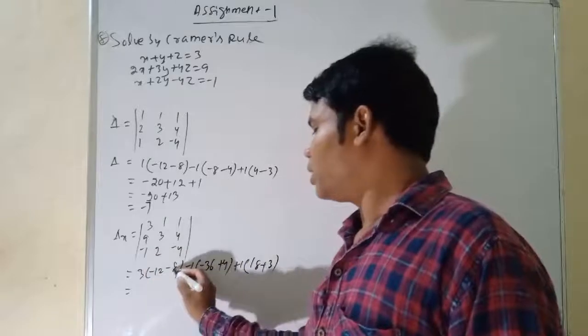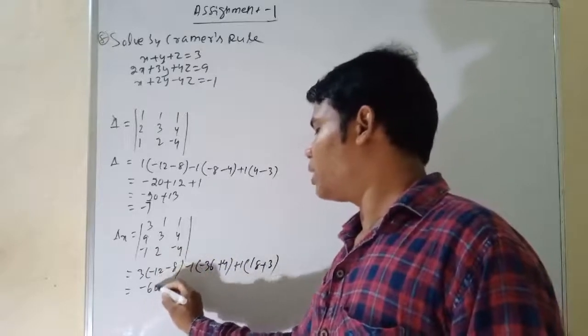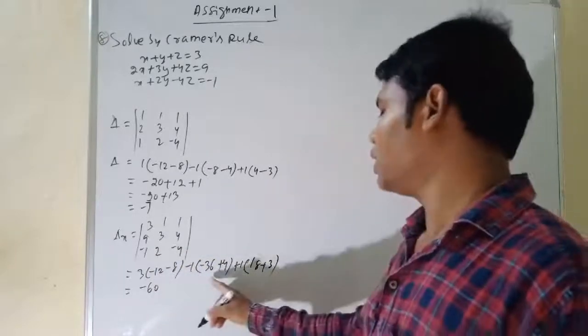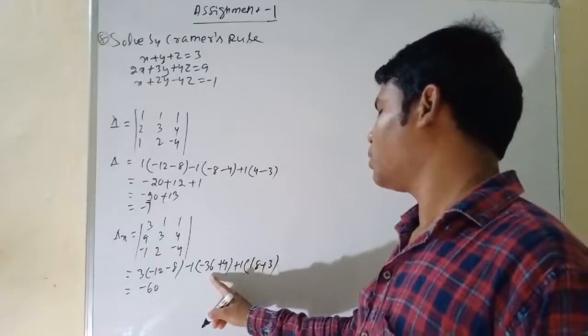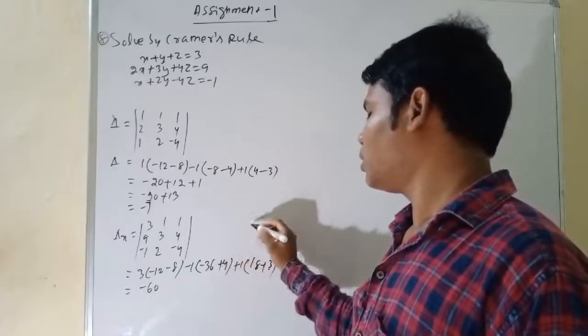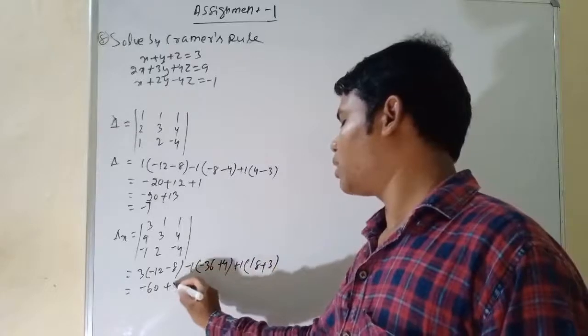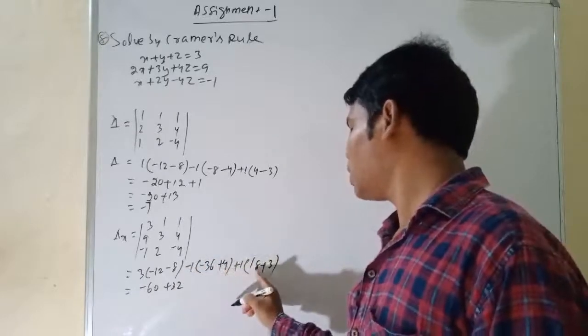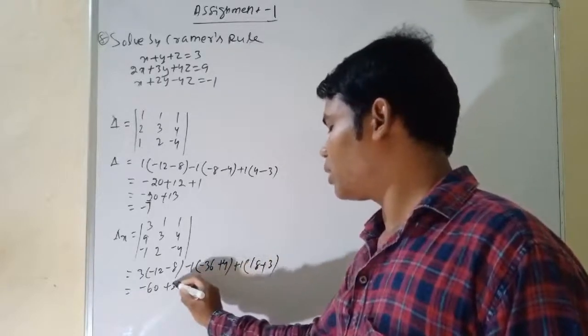Is equal to minus 60, minus 32, that is plus 32. Here 21 plus 21.